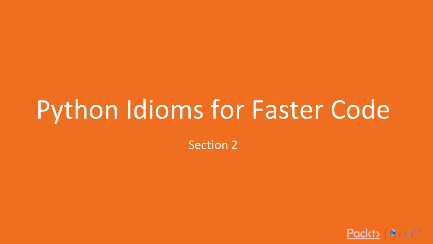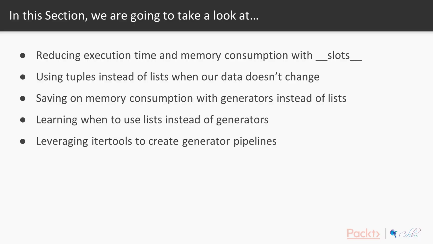In this section, we talk about Python idioms for faster code. What that means is I'm going to show you 5 different ways that are built into Python that we can use to speed up our code. We're going to take a look at 5 strategies in Python.